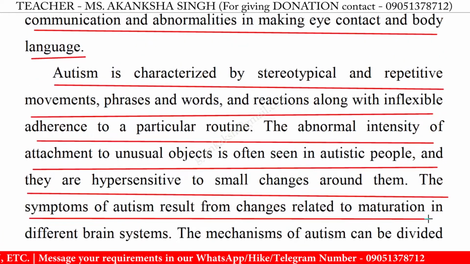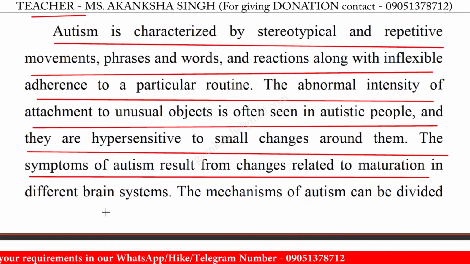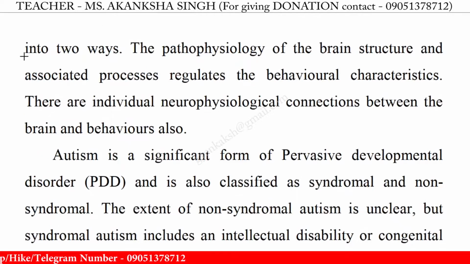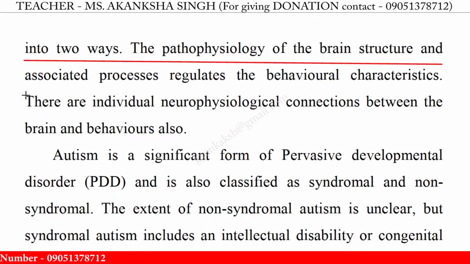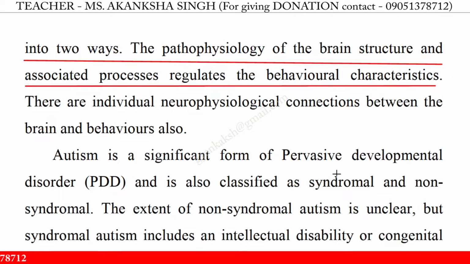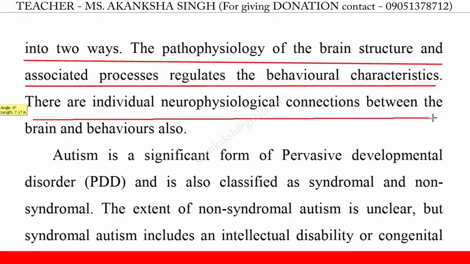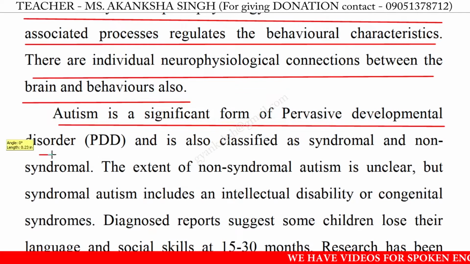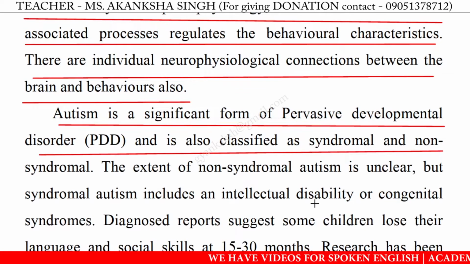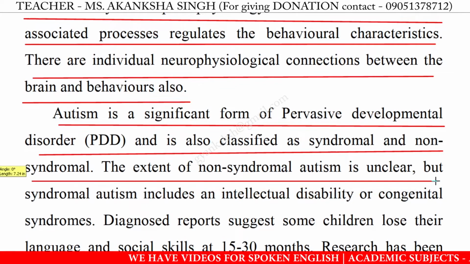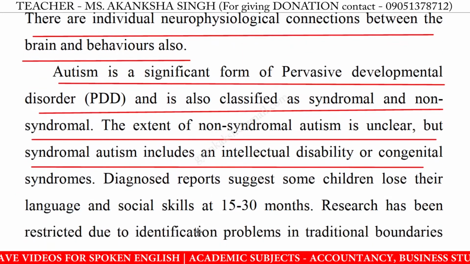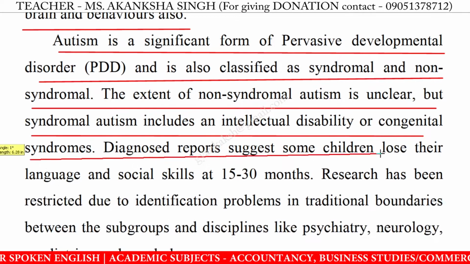The symptoms of autism result from changes related to maturation in different brain systems. The mechanisms of autism can be divided into two ways: the pathophysiology of the brain structure and associated processes regulates the behavioral characteristics. There are individual neurophysiological connections between the brain and behaviors also. Autism is a significant form of pervasive developmental disorder, PDD, and is also classified as syndromal and non-syndromal. The extent of non-syndromal autism is unclear, but syndromal autism includes an intellectual disability or congenital syndromes.